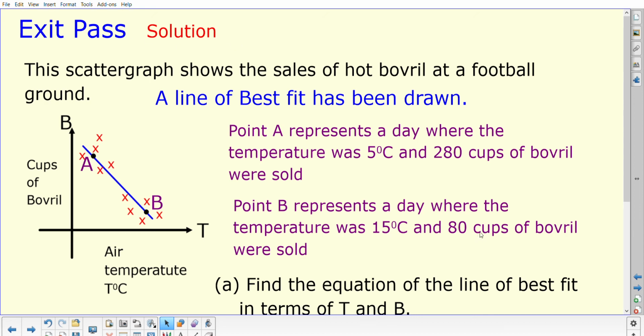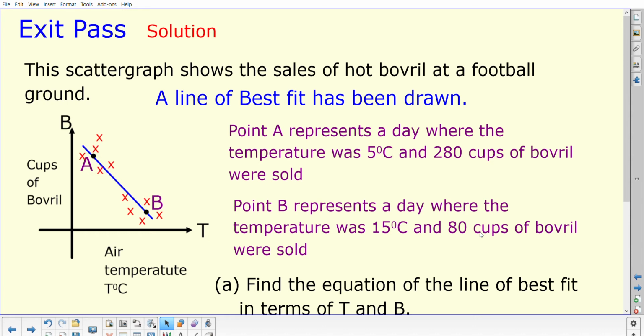So today we were looking at how we could find the equation of a line where the line is in a particular context. So here, this particular straight line is looking at the temperature compared to how many cups of Bovril were bought in a particular football ground.